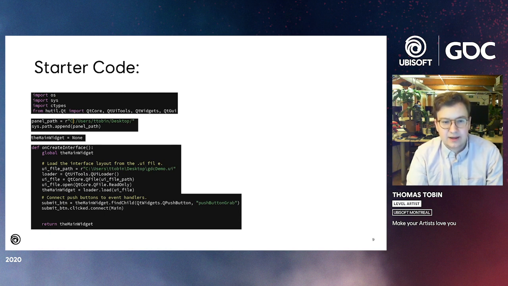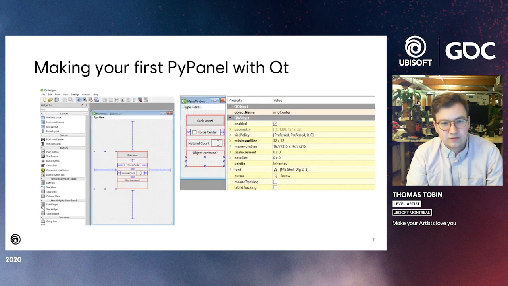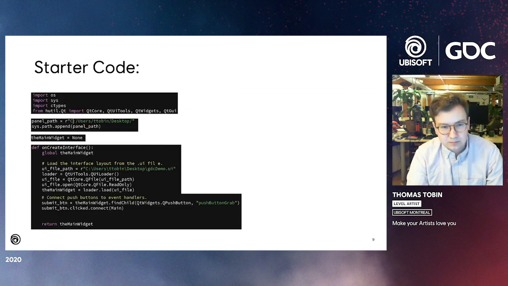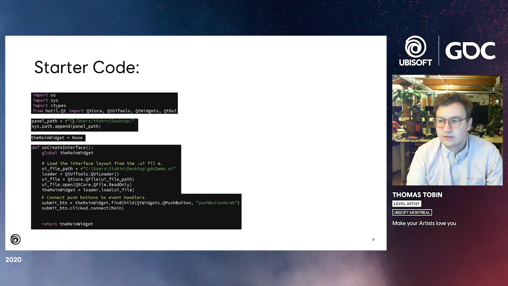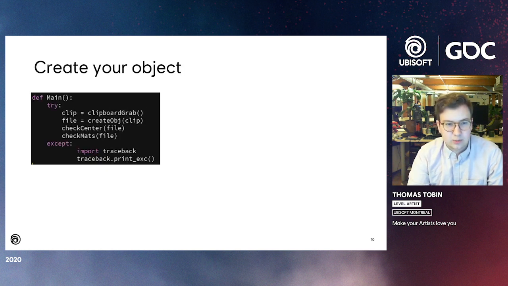And then from there, I can just set up the connect push buttons to event handlers. This is super interesting because all of the buttons you've created before, if you look at the object name at the top right, I've named it image center. This allows me to connect image center or push button or whatever object to a function. From there, on clicked.connect, I can link to whatever function I want. So I'm linking it to main. So when someone presses push button grab, I can call the main function straight away.